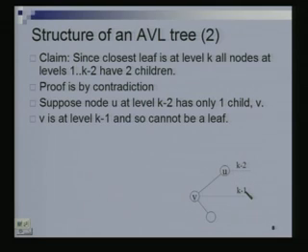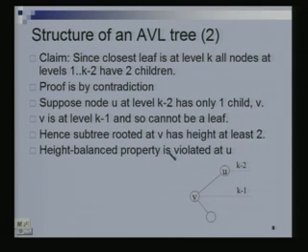So v is at level k minus 1, so it cannot be a leaf because our closest leaf was at level k. Otherwise, this will disrupt the AVL property. So it has to have another child. I have shown only one, but it can also have 2 children, no harm. But this node u has only one child. By the height balance property, the subtree rooted at v has height at least 2, because it has to have a child. It cannot be a leaf. While the other subtree here has height 0 because there is nothing there. So you have a height imbalance at this node u. So the height balance property is violated at node u.